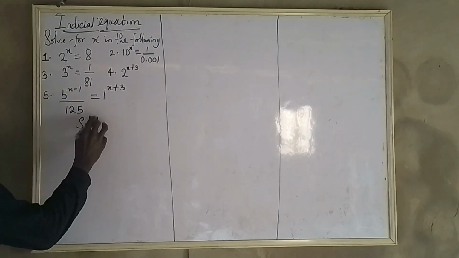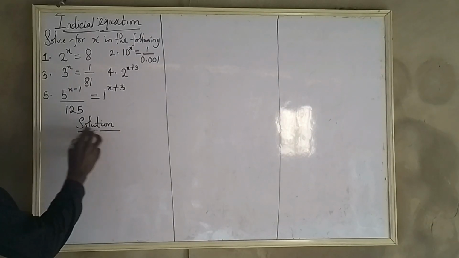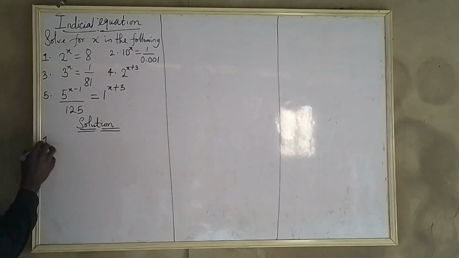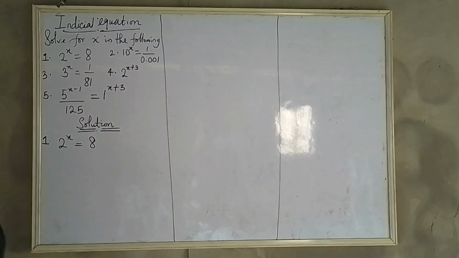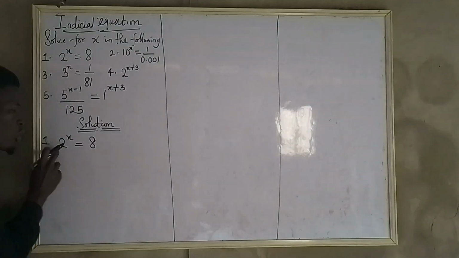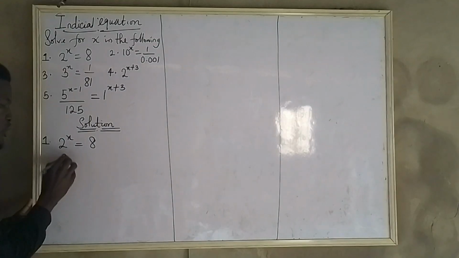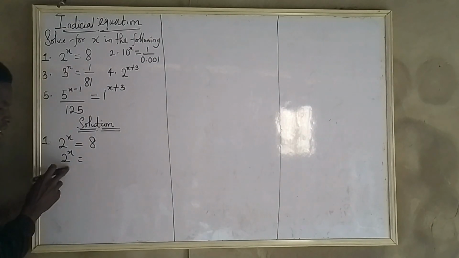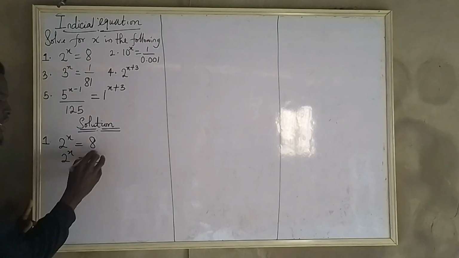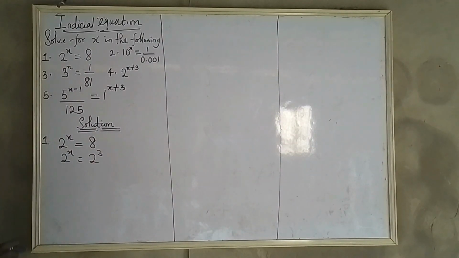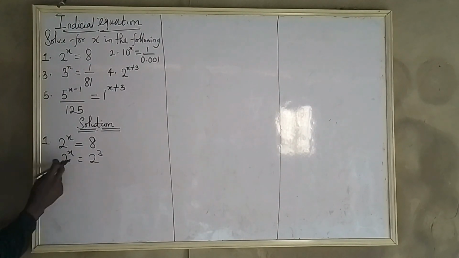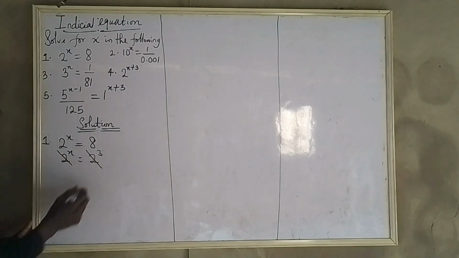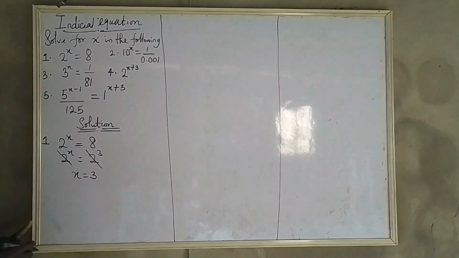Solution. For the first one, we have 2 raised to power x equals 8. The first thing you want to do is make them have the same base. This is 2 raised to power x. How can you express 8 in terms of 2? 8 can be expressed in terms of 2 as 2 raised to power 3, because 2 raised to power 3 is 8. I'm sure by now you know that already. So you can see that the bases are equal. Since the bases are equal, they cancel each other and your x is going to be 3. You can see 2 raised to power 3 is 8. Do you see that now?